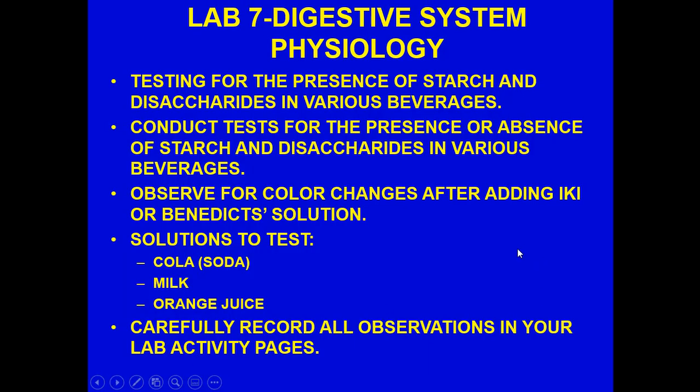Now, testing for the presence of starch and disaccharides in various beverages, we wouldn't be able to do. But just to give you some thinking about this, I want you to review this. Basically, to conduct tests for the presence or absence of starch and disaccharides in various beverages, we would take solutions to test. For example, we took cola, Coca-Cola, whichever type of cola you like, it's soda. You would also take milk. You would also take orange juice. And then you would observe the changes after adding the IKI and the Benedict solution. You carefully record all the observations in your lab activity pages.